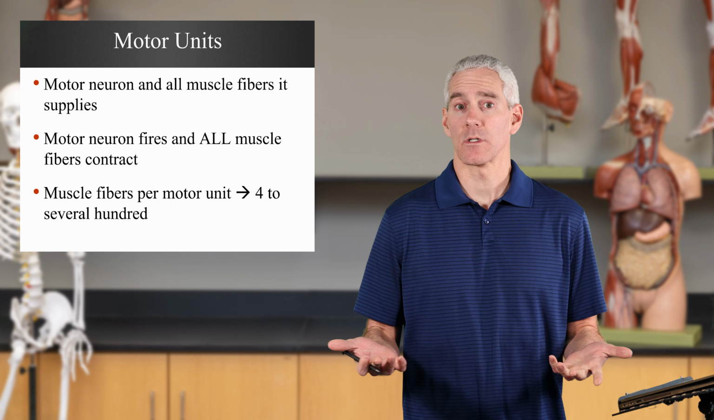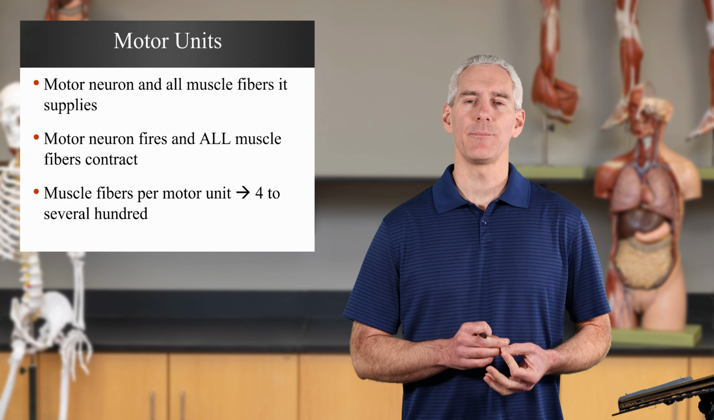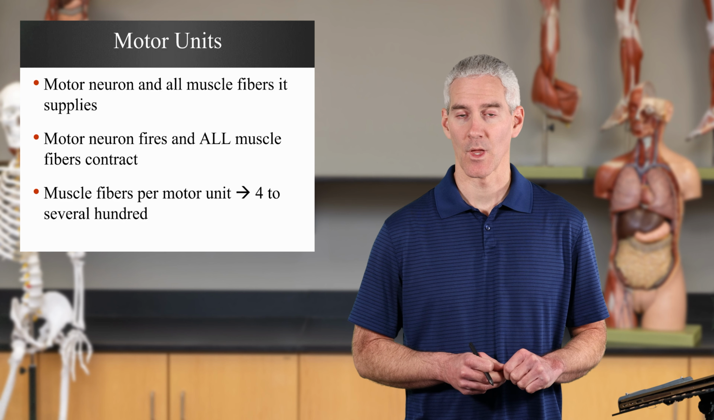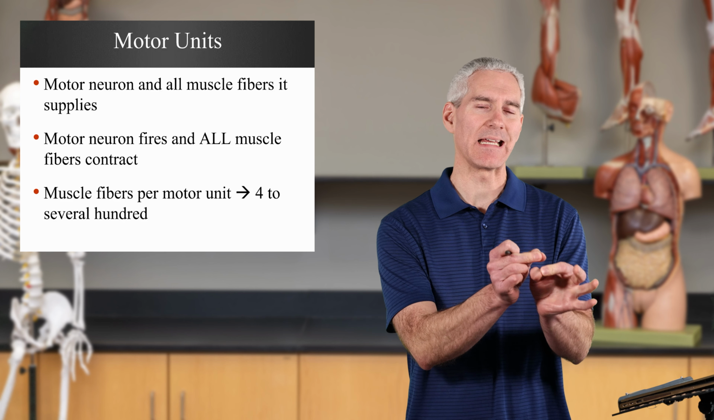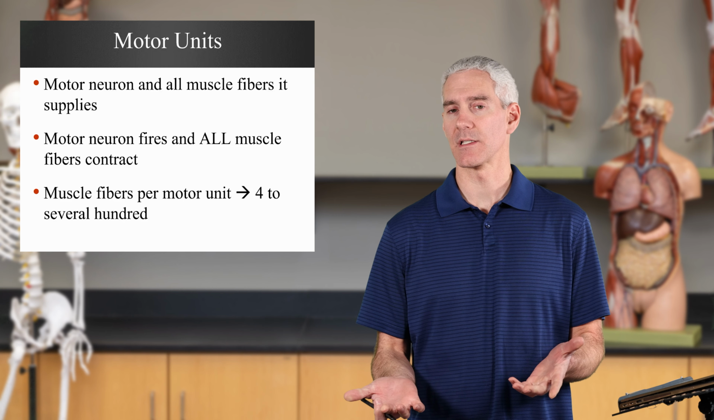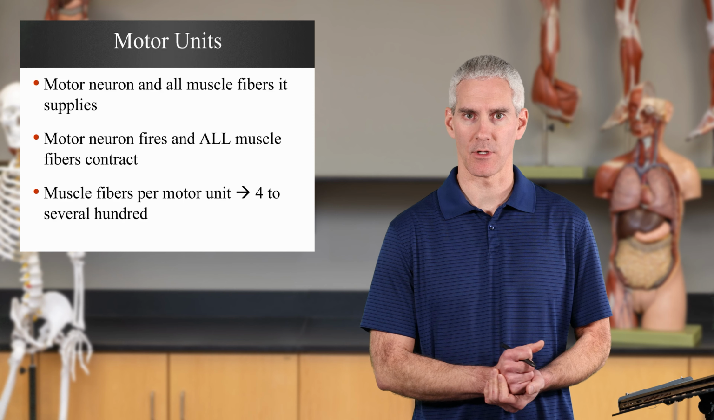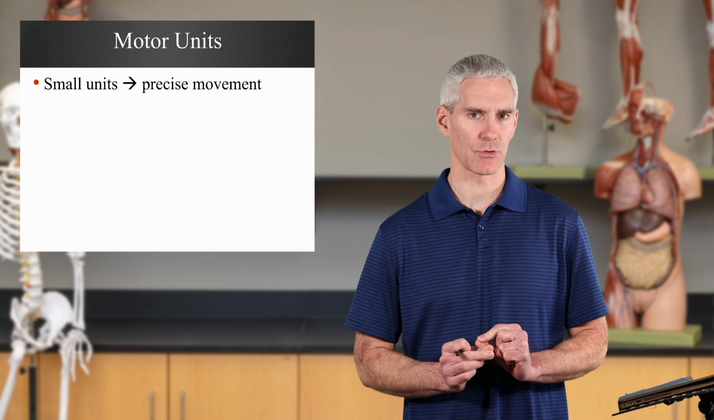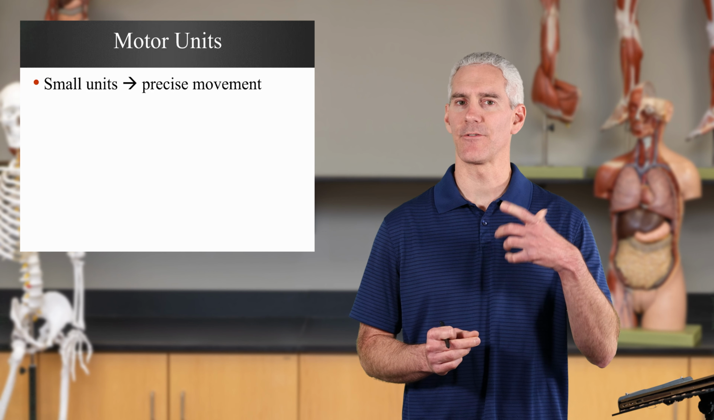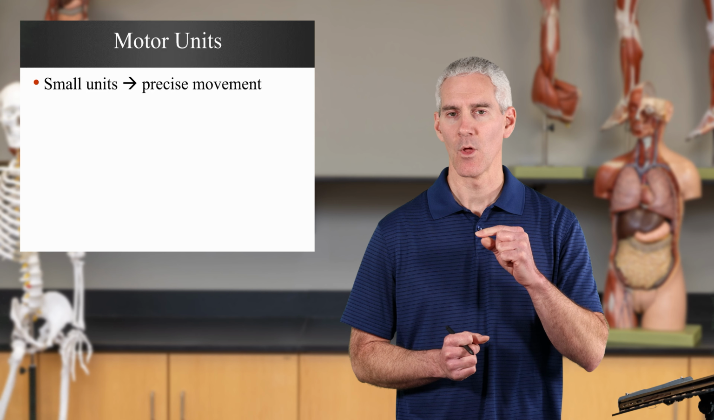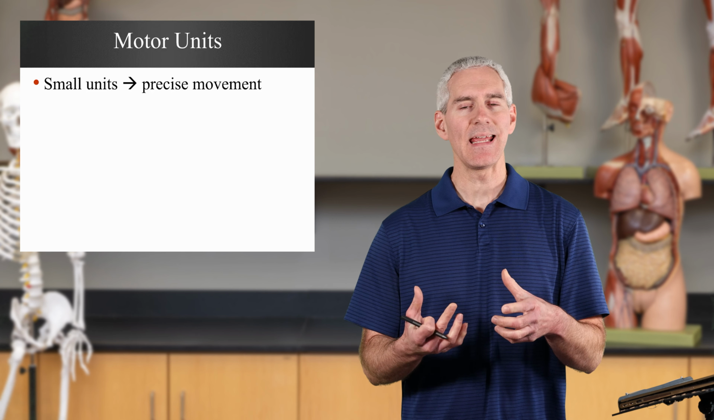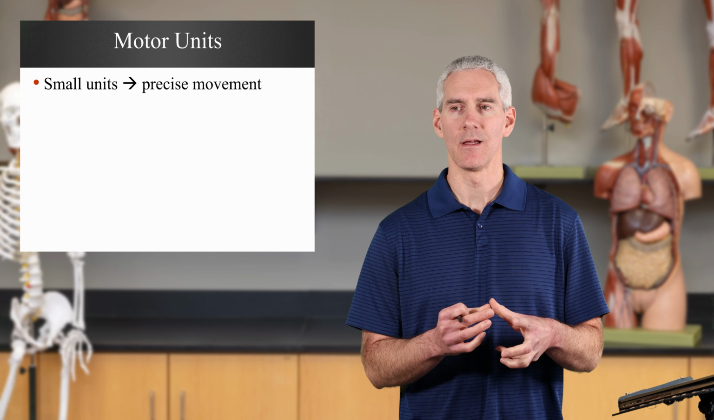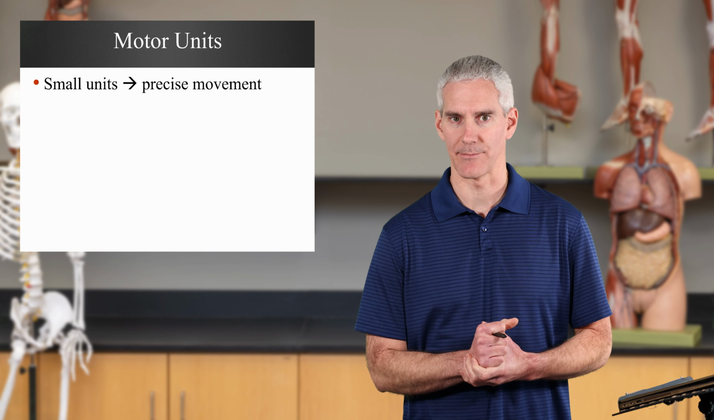You can have, as I mentioned, 4 to several hundred. It all depends on the amount of control needed for that muscle. Certain muscles in your body need more fine, precise control, while other muscles just need more general, basic control. Small units give nice, precise control. Think about your face, the muscles of your eye, or different facial muscles. They have a lot more control and functionality compared to a larger muscle of your leg, for example.